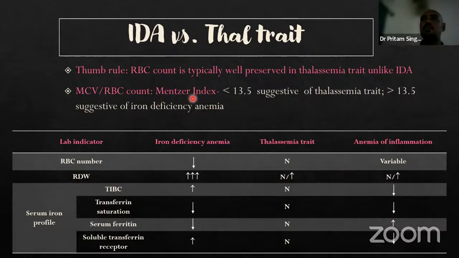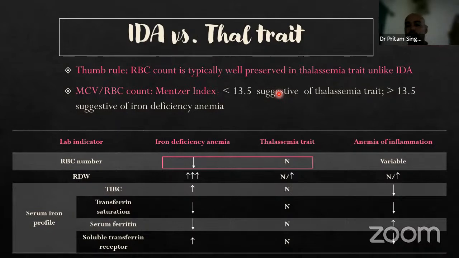So Mentzer index is a ratio of mean corpuscular volume divided by red cell number. As I told, in iron deficiency the red cell number will be very low, while in beta thalassemia trait it will be preserved. So naturally, if the denominator is low, the ratio has to shoot up. In iron deficiency anemia, your Mentzer index is often 14, 15, 16, versus beta thalassemia trait, where it is well below 13. This table everyone is familiar with from MBBS level, so I'm not dwelling on it. Again, when differentiating iron deficiency from thalassemia trait, this pointer on RBC number really helps you dissect the two.